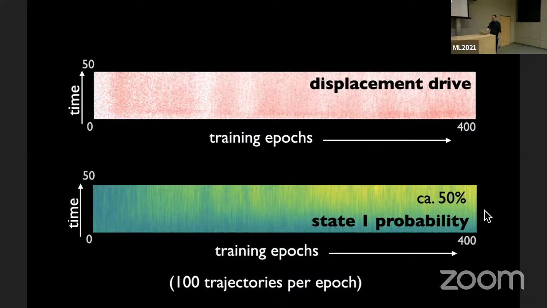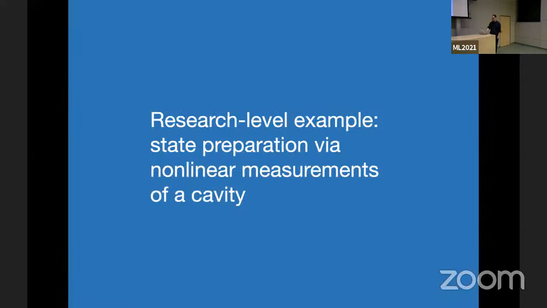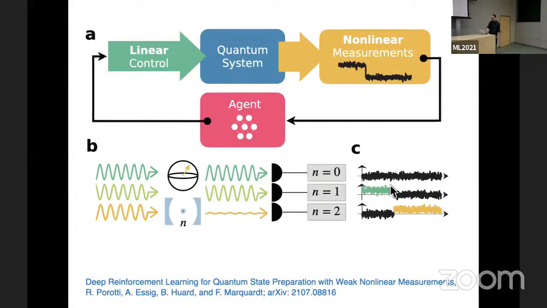So this is something I presented at a summer school in Lesotho in 2019, just as a toy example. And then out of that arose a research level example together with some experimentalists in Lyon that is really about state preparation in a cavity, just briefly. So the general setting is this: you have a quantum system, but let's say your control is very limited. You can only linearly control it. And even the quantum system is just linear, like a harmonic oscillator, like a cavity mode.